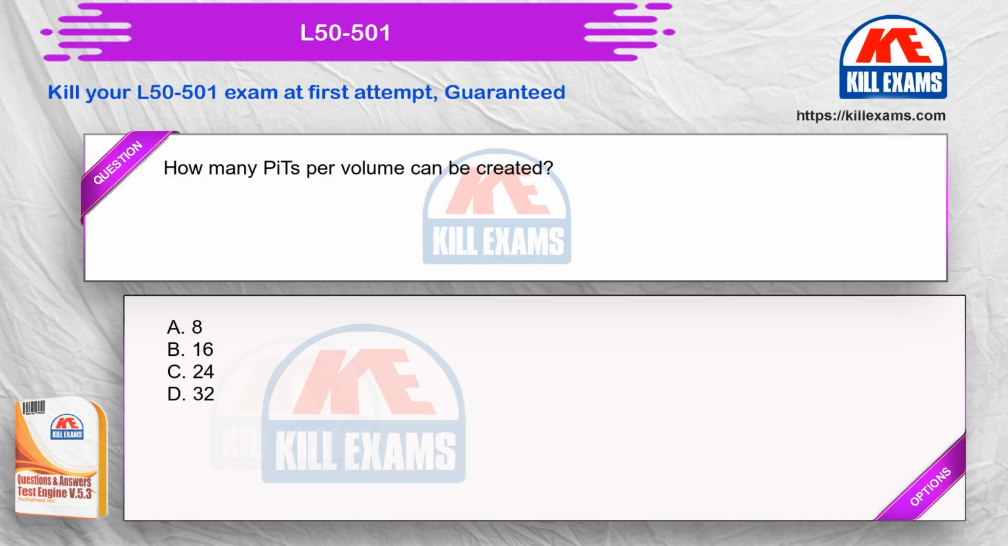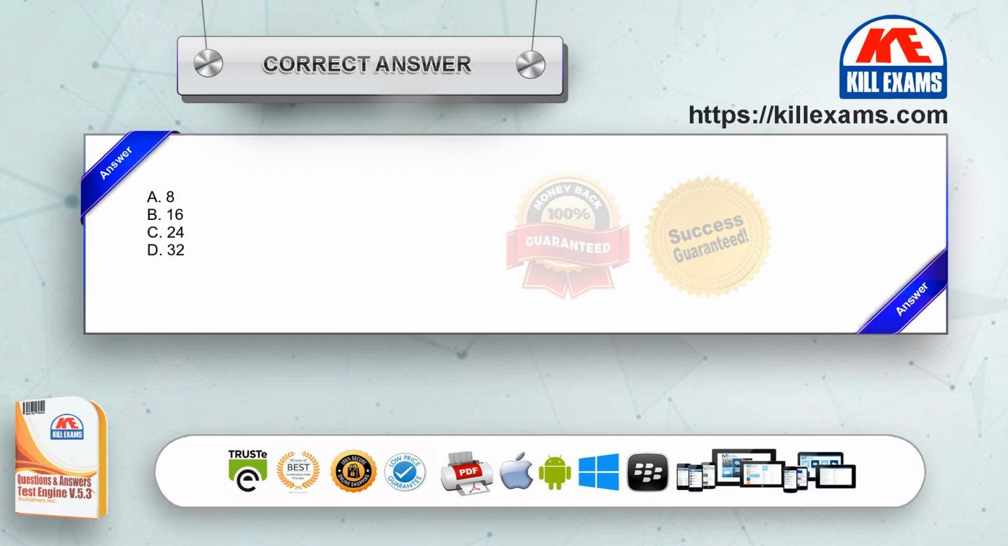How many bytes per volume can be created? Option A. 8. Option B. 16. Option C. 24. Option D. 32. The correct answer is option D.